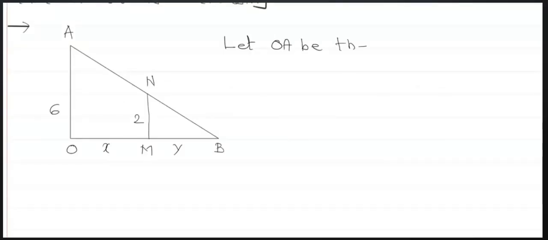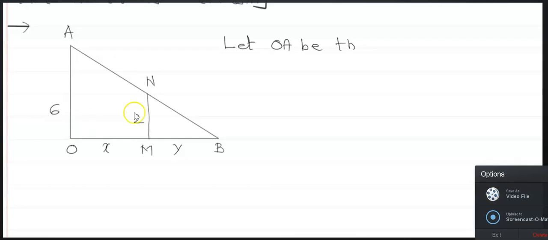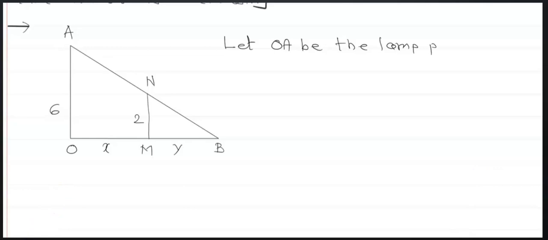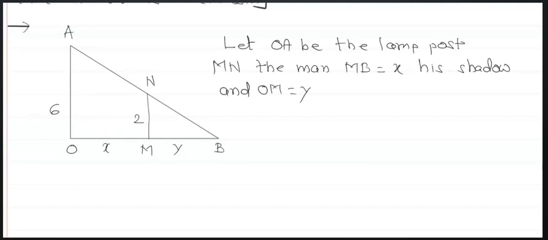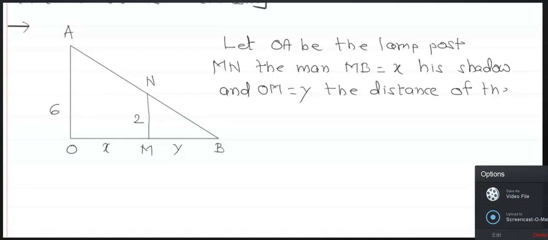See this figure here. This is the man, his height is 2 meter. Next, the lamppost of 6 meters high. Let OA be the lamppost, MN the man, MB is equal to X, his shadow, and OM is equal to Y.